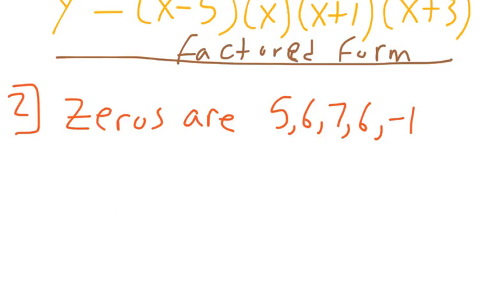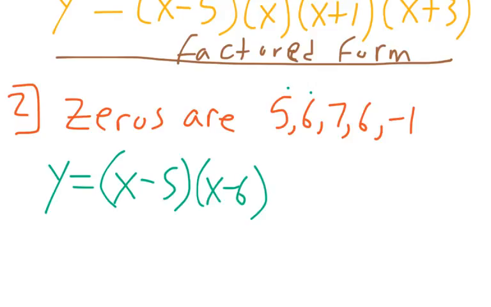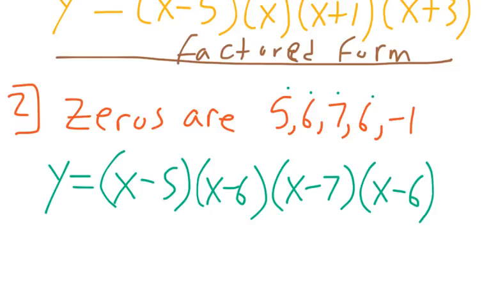So for the next example, the zeros are 5, 6, 7, 6, and negative 1. So I can write this in factored form, because after all, the zero is 5, so x minus 5 is your factor. Then for 6, it's x minus 6. Then for 7, of course, just x minus 7. It's that easy. Your zero is 7, it's x minus 7, that's your factor. The next one's 6 again. Well, I listed it twice, so I write it twice. And then negative 1, so that's x plus 1.